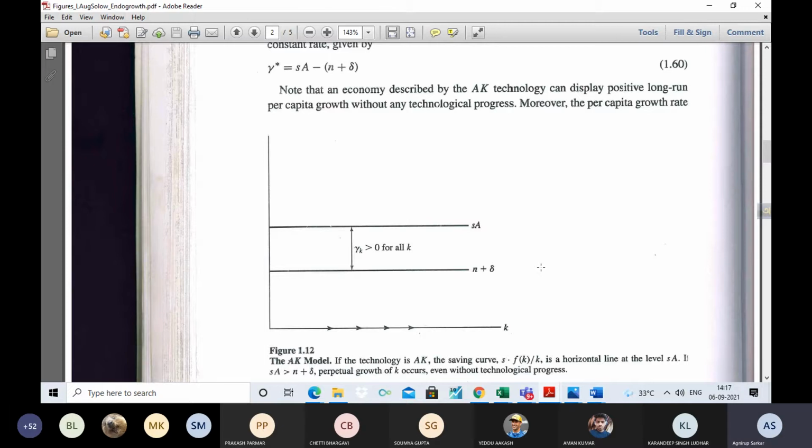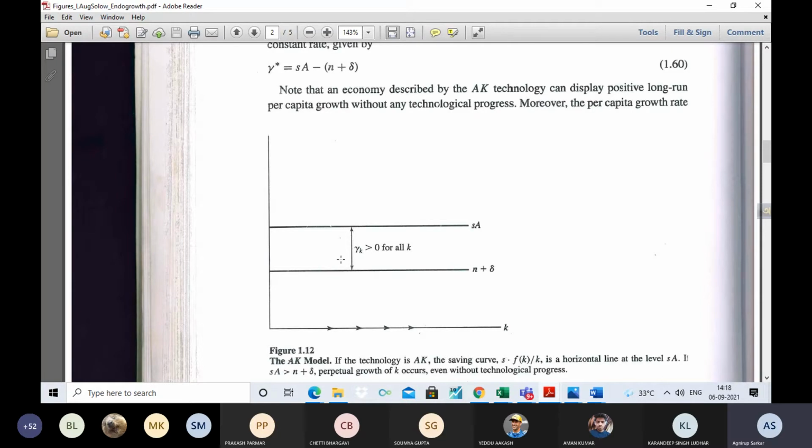See that we have the depreciation curve as the same horizontal line, which is n plus delta. We have a different savings curve, which is a horizontal line at the level sA. The vertical distance between the sA line and the n plus delta line gives you, from the basic Solow-Swan equation, the difference between sA and n plus delta, and that gives you the growth rate of capital per person.